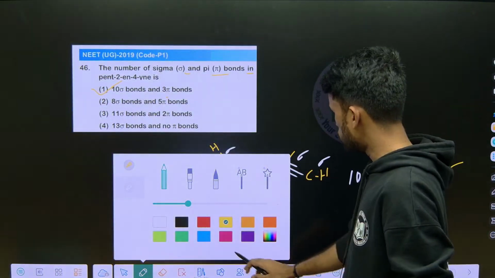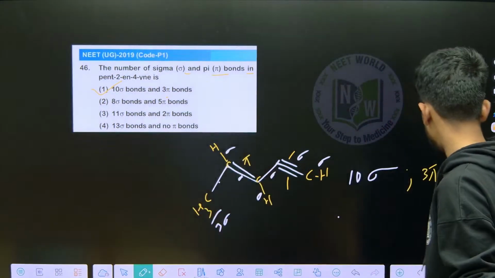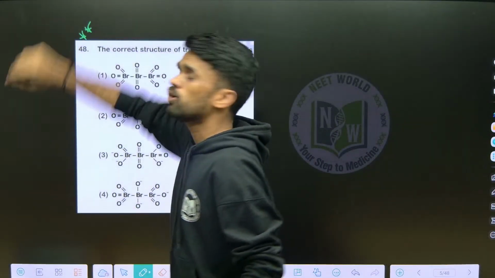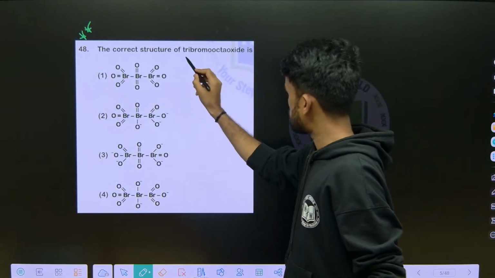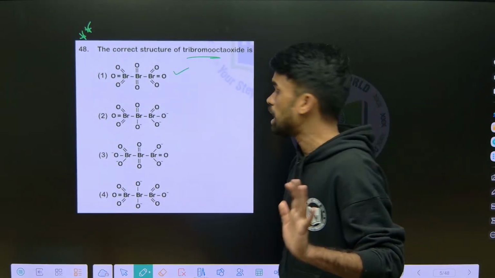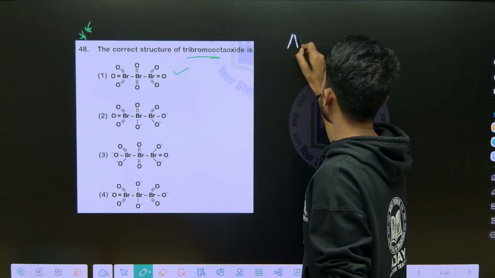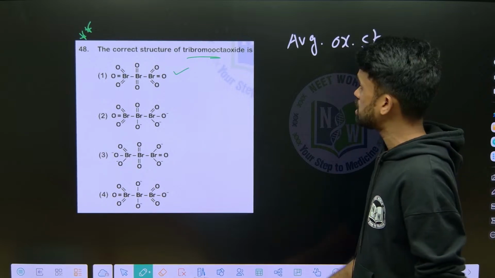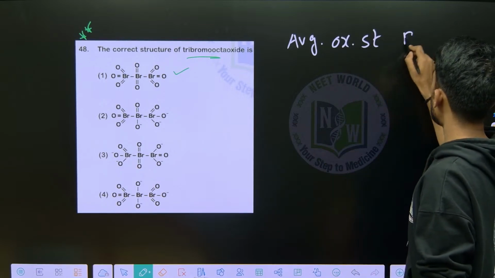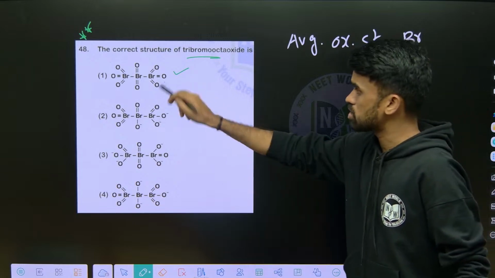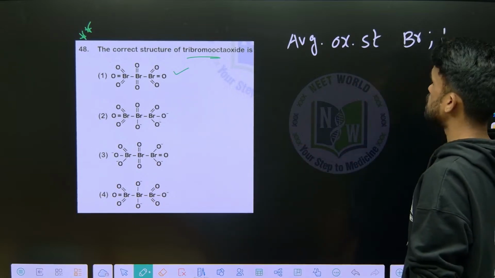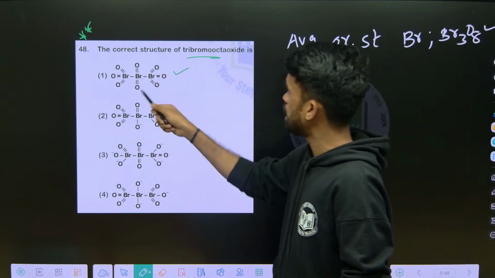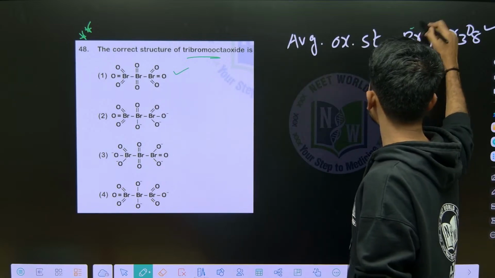Okay, so let us move forward with some more important and interesting questions. This is also one of the important questions. I will be explaining the structure and answer for this, but I will be asking you: what is the average oxidation state of bromine in the Br3O8 molecule?